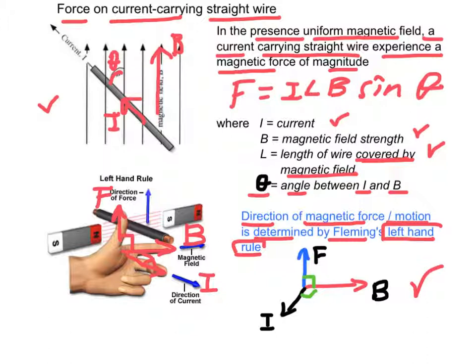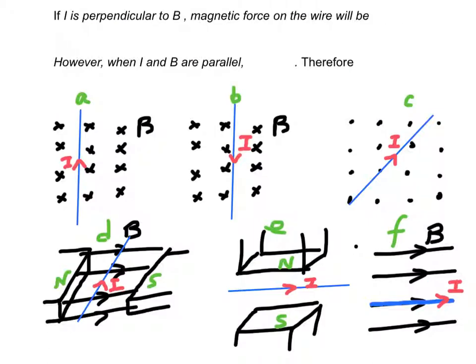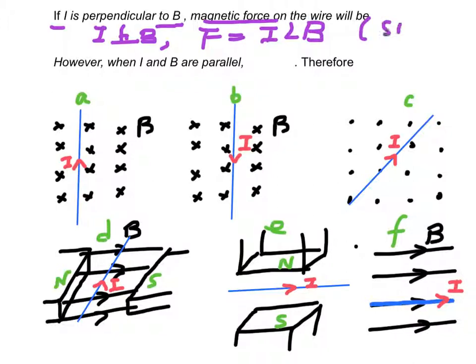This is an example of the respective directions of I, B, and F. You can check it by using the left-hand rule. Notice that if current I is perpendicular to magnetic field lines, then the magnetic force on the wire will be equal to ILB since sine theta equals 1.